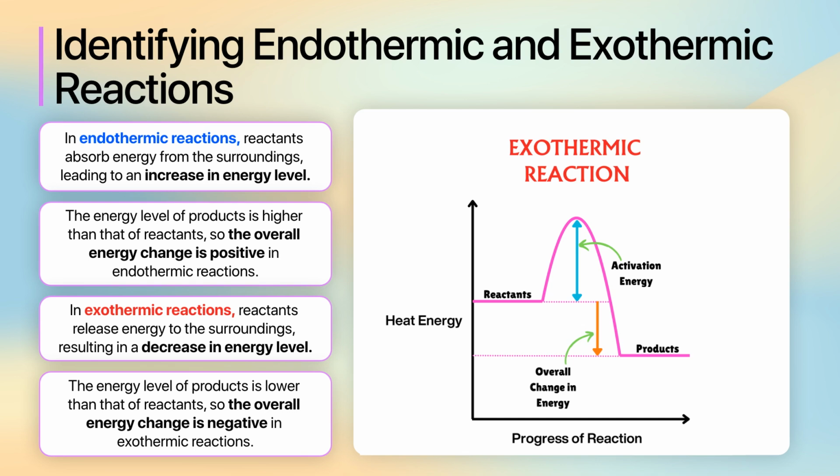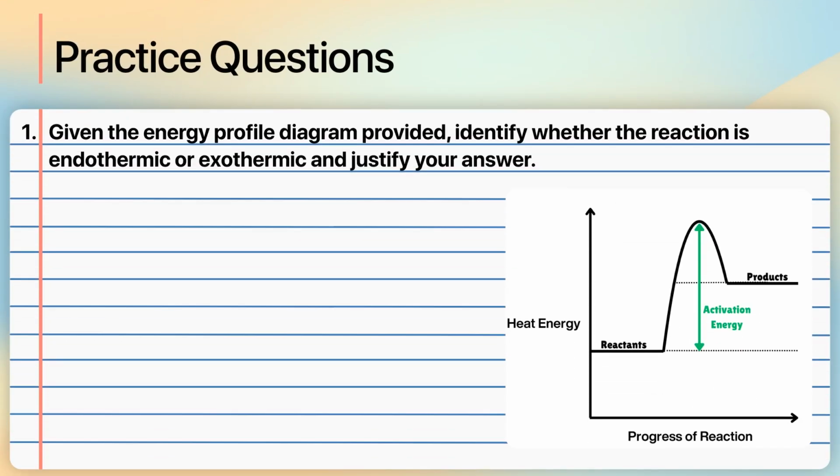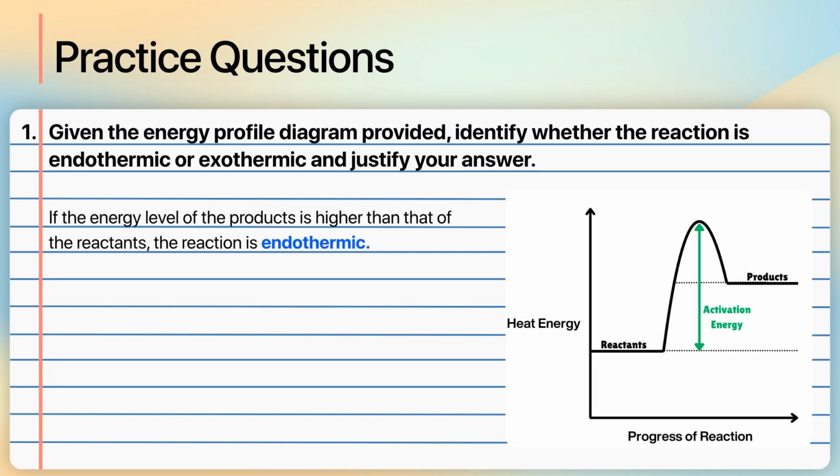Let's now consolidate this knowledge with some practice questions. Given the energy profile diagram provided, identify whether the reaction is endothermic or exothermic and justify your answer. First, let's examine the energy levels of the reactants and products. If the energy level of the products is higher than that of the reactants, the reaction is endothermic. If the energy level of the products is lower, the reaction is exothermic.